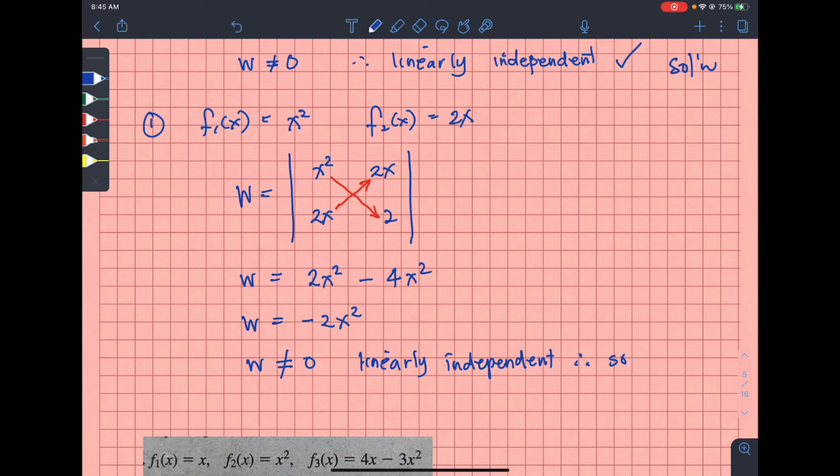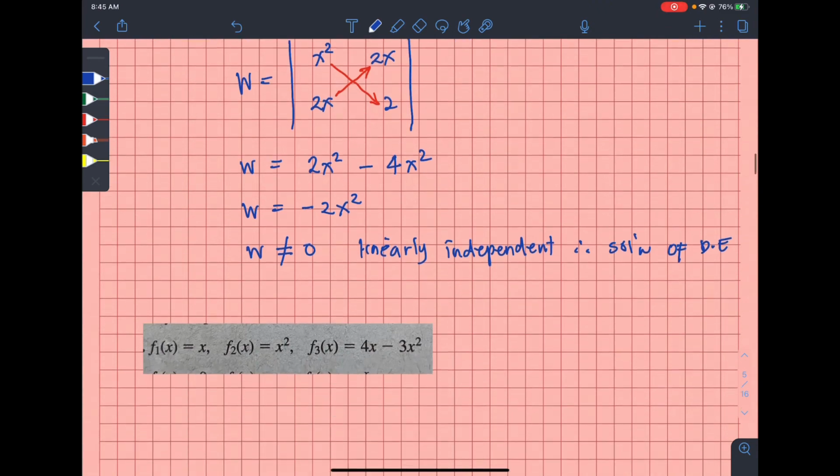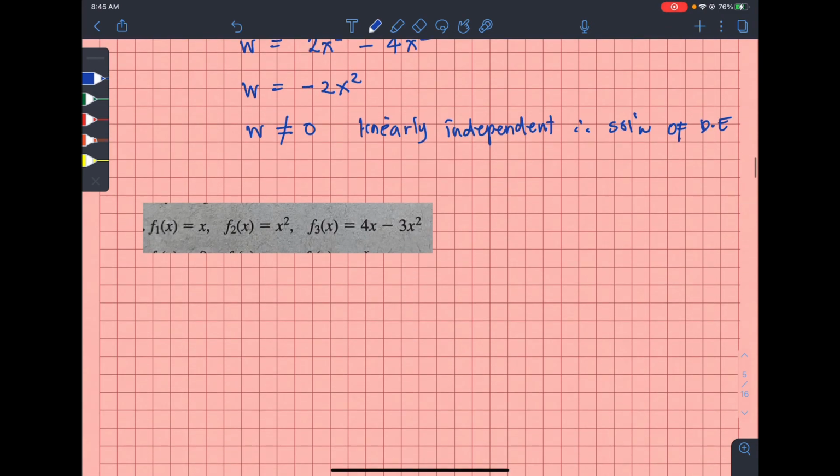A solution of differential equation. Sandali, di ba? So you're not going to think of the values of C, the arbitrary constant. We're just going to find the determinant. For a 2 by 2 matrix, this is how we will be doing it. Okay, so downward minus upward. So let's have another example.